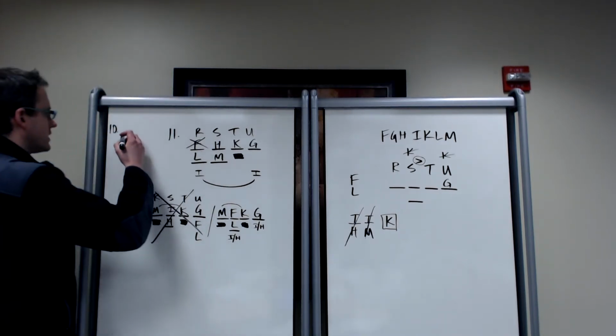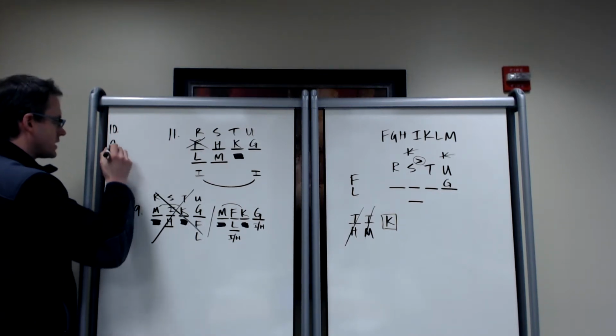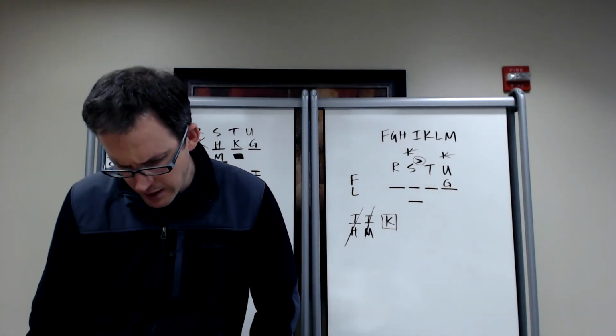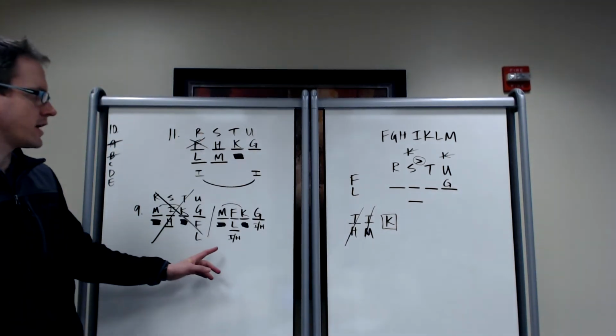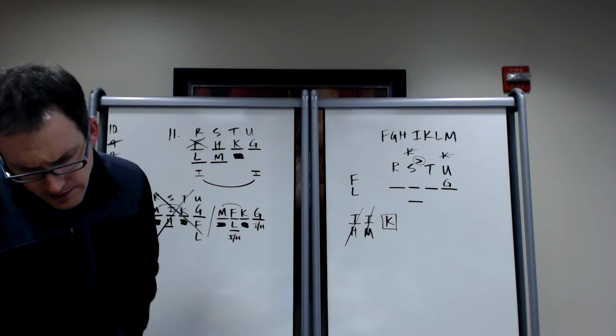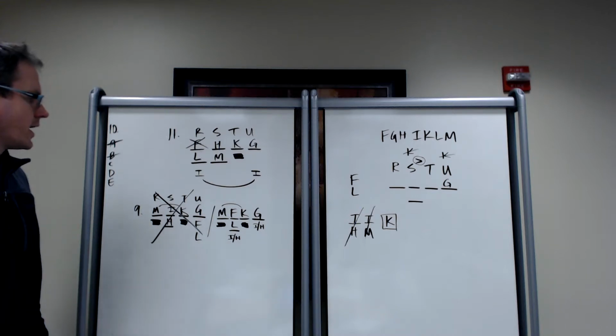So 10, let's see here, A, B, C, D, E. A is out, B is out. M is evaluated by S. Could M, not in this setup, so maybe it's D as well. M is evaluated by U, not in this setup.